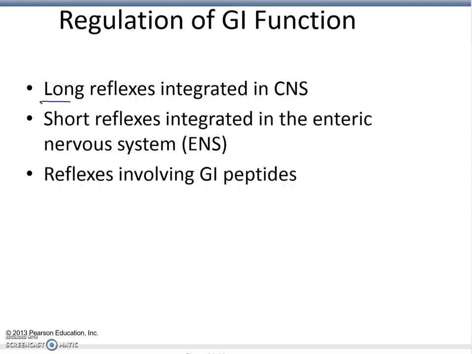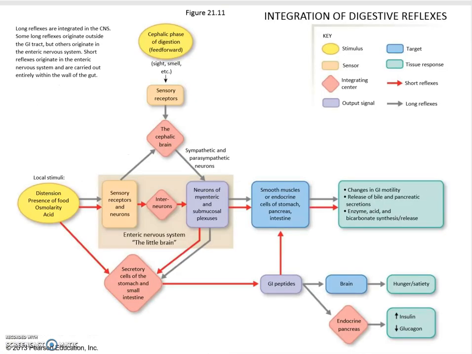Now we're moving on to regulation of gastrointestinal function. We do have these long reflexes that are integrated in the central nervous system. The short reflexes are integrated in the enteric nervous system, and the reflexes involve gastrointestinal peptides. So we're going to take a closer look at these GI peptides.